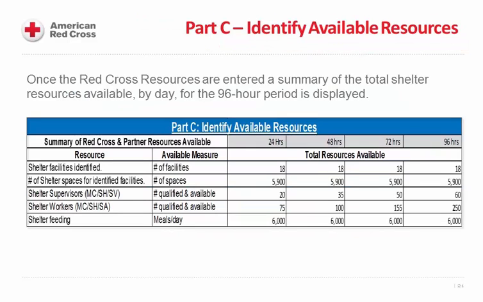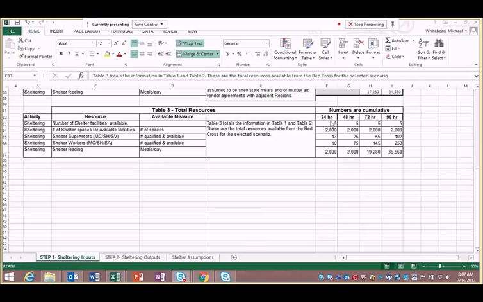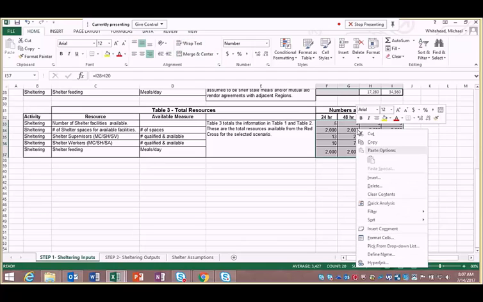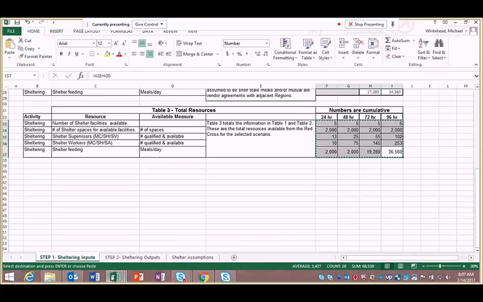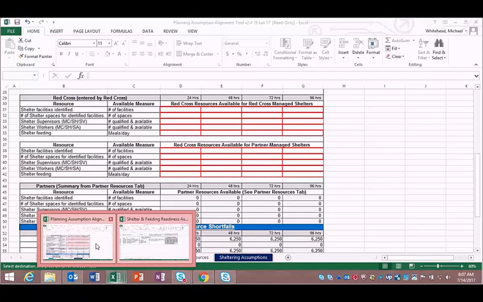Now, once we've completed our work with the Sheltering and Feeding Readiness Assessment Tool, we go back to the Shelter Inputs tab, to Table 3, Total Resources, and this sums up the resources that the American Red Cross can provide for the high consequence, high probability scenario in the 24 and 48 hours by the region, and then this additional resources from the 72 and 96 hours by the extra jurisdictional resources. So this is the answer we want to give to our partners. So we're going to copy that, and we're going to go paste it over here.